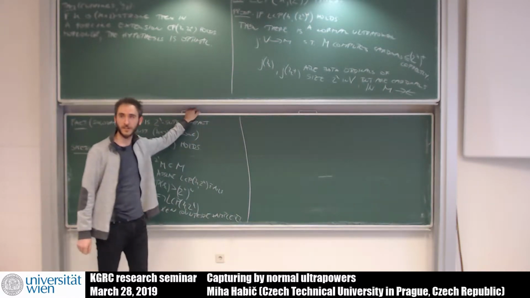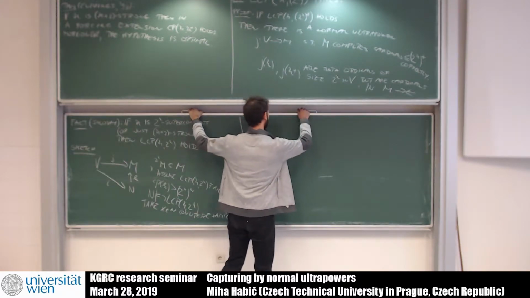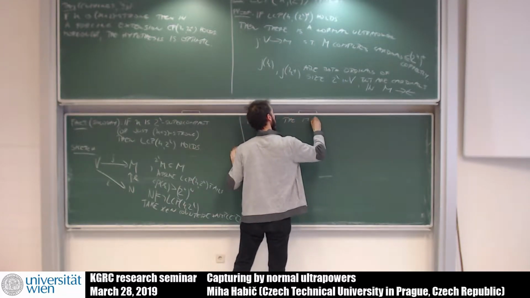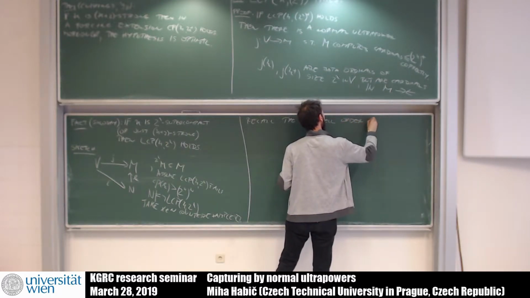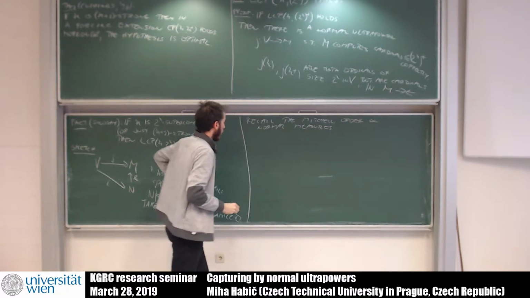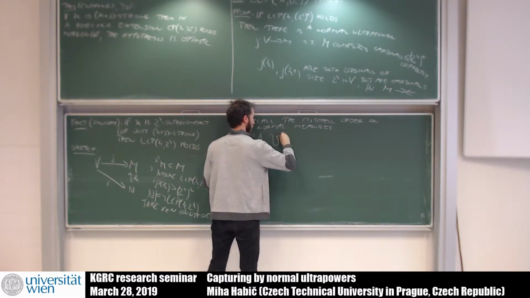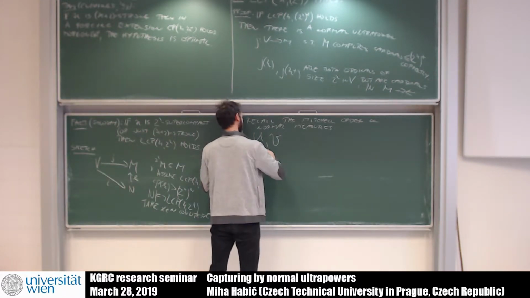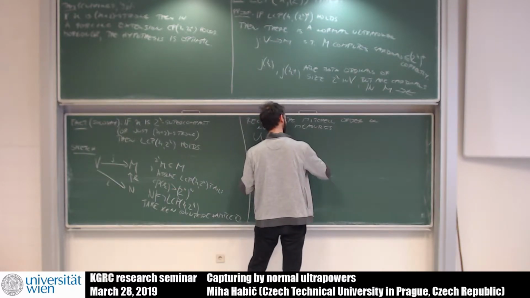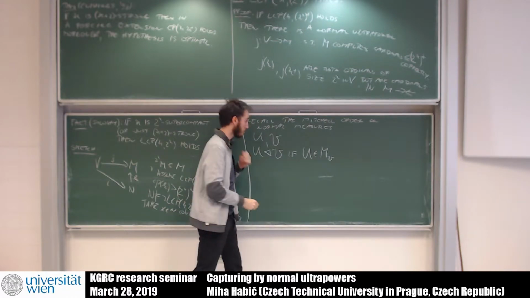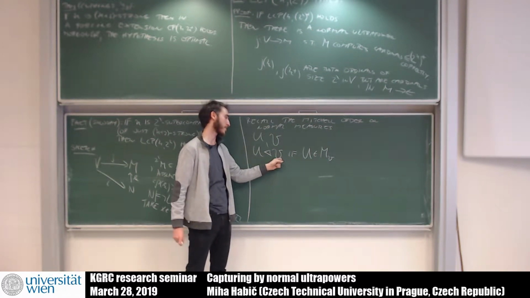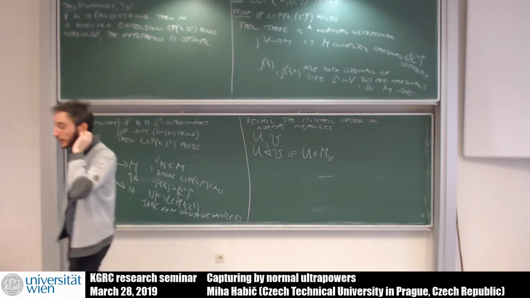So I'm going to very quickly recall what the Mitchell order is, just so that we know what's happening. Recall the Mitchell order on normal measures. If I have two normal measures, U and V, both living on kappa, we say that U is Mitchell below V if U appears in the ultrapower by V. So it's somehow measuring the fatness of the measures. V is much richer than U because U itself appears in the ultrapower by V.